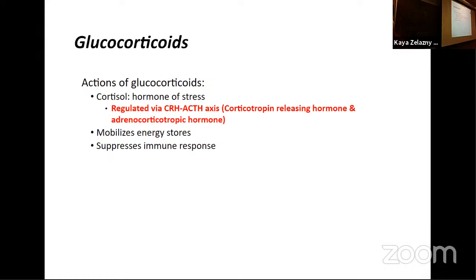And then the cortisol is going to be partially responsible for mobilizing energy stores. It also suppresses your immune response. So if you ever hear about getting cortisol shots to reduce inflammation, I herniated a disc over the weekend, so I'm hoping they will give me one.